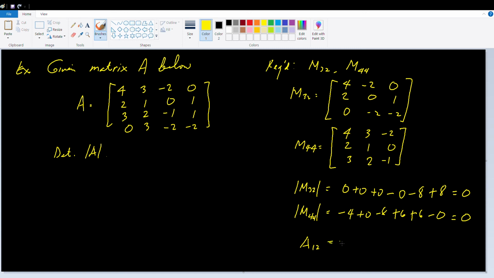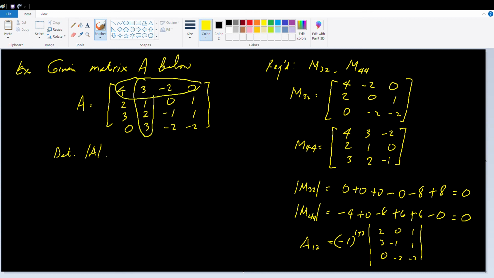That will be equal to negative 1 raised to 1 plus 2 times the determinant of, we delete the first row, second column. So first row, second column, that gives us 2, 0, 1, 3, negative 1, 1, and 0, negative 2, negative 2. Okay? We delete the first row and second column. So 2, 0, 1, 3, negative 1, 1, 0, negative 2, negative 2.